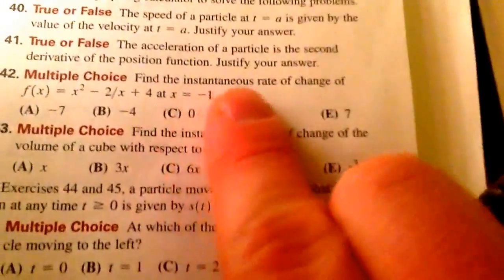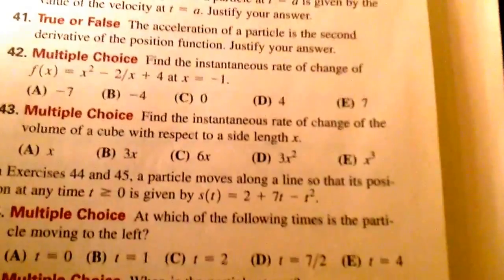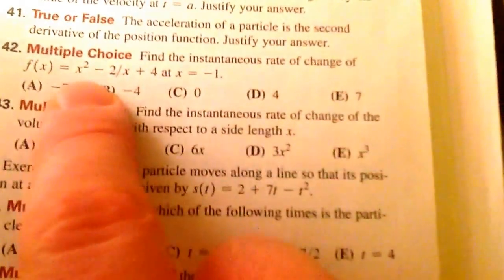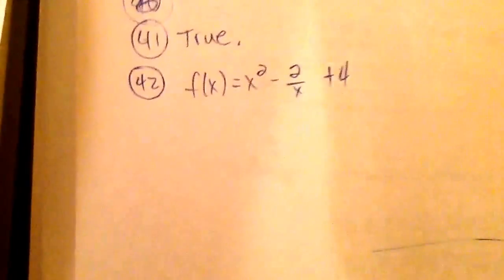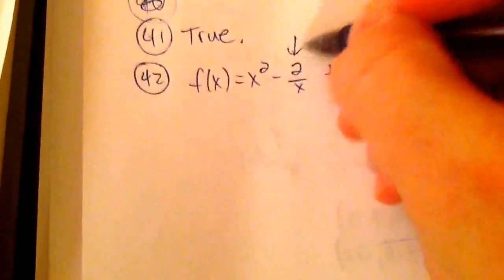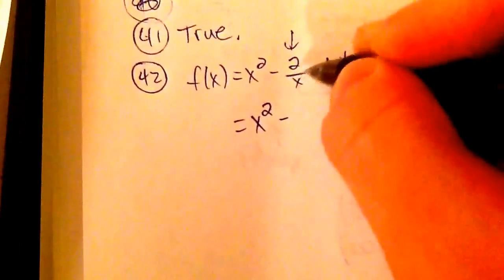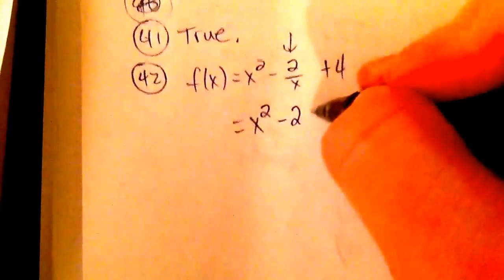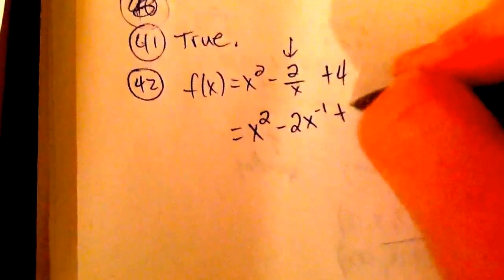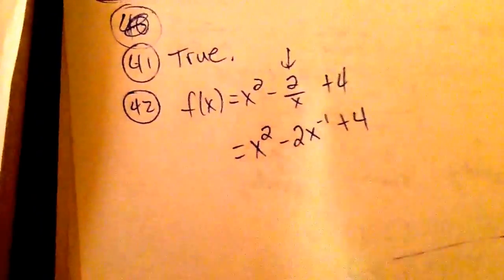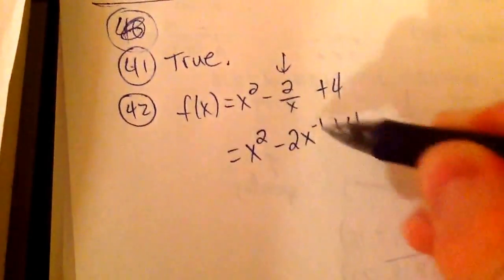42. Find the instantaneous rate of change, and they give you a function, at x equals -1. Well, an instantaneous rate of change is just the derivative at x equals -1. So we just got to find the derivative of f of x equals x squared minus 2 over x plus 4. To do the derivative of that, this part might throw you off. It's easiest if you change it to a power. So instead of 2 over x, that would be 2 times x to the -1. Now you can do the derivative of that. If you never thought of that before, you might want to try that.